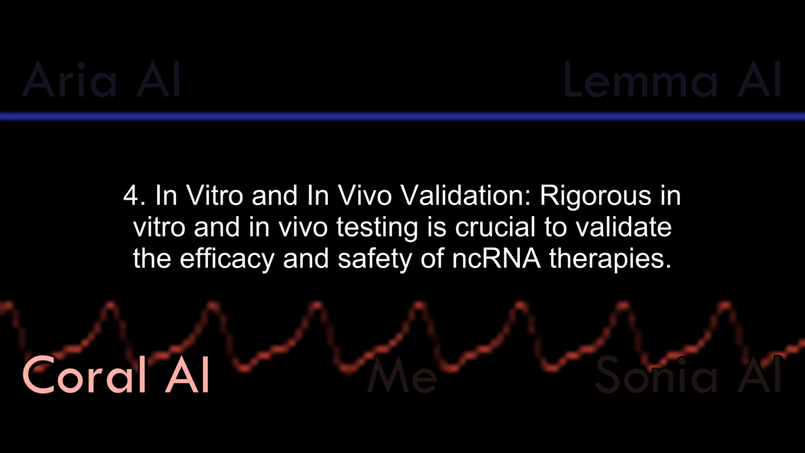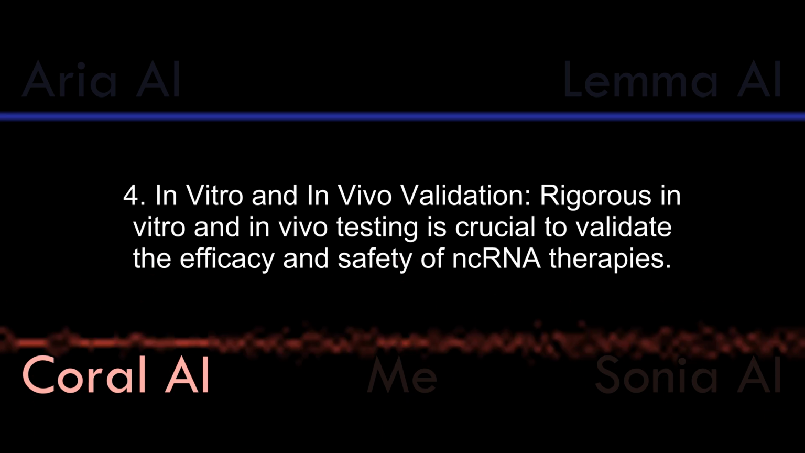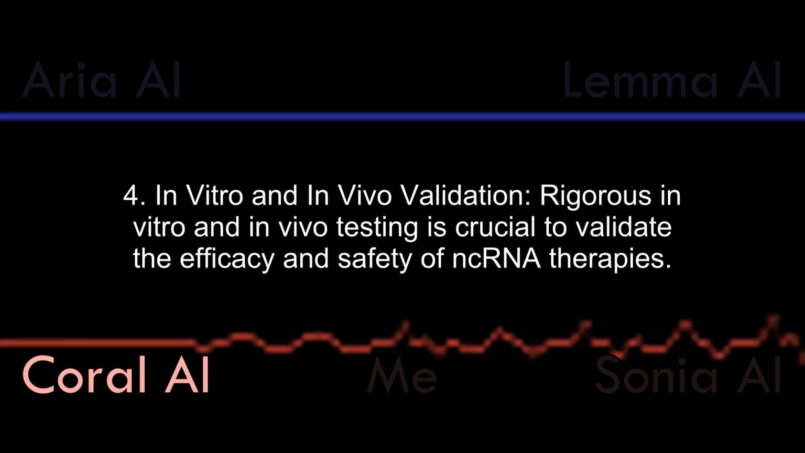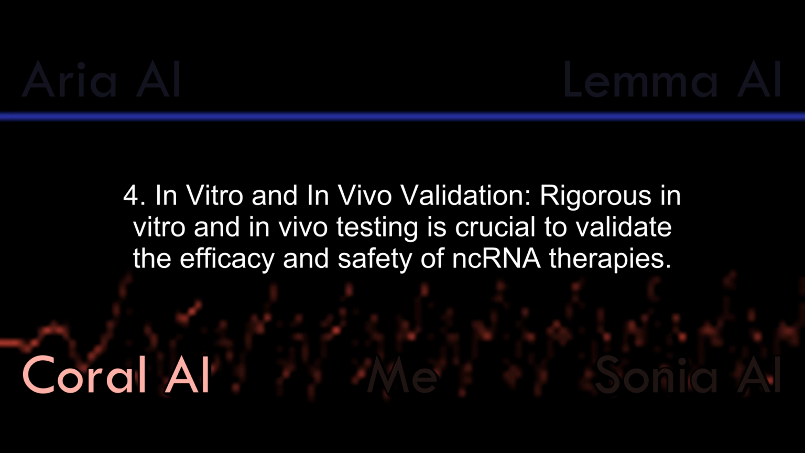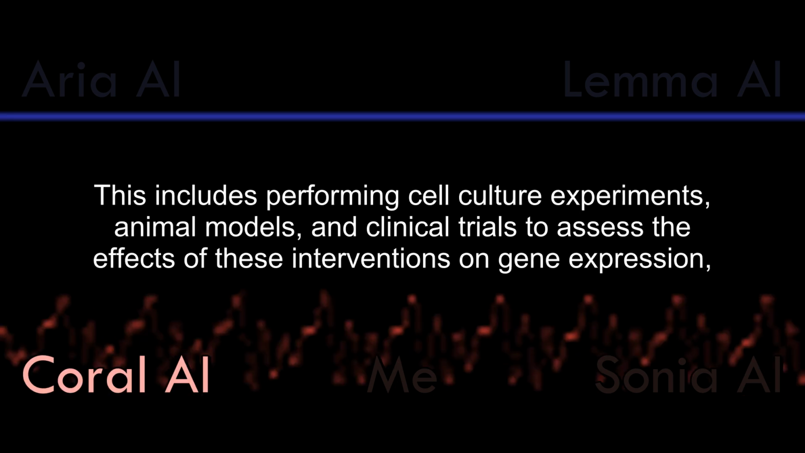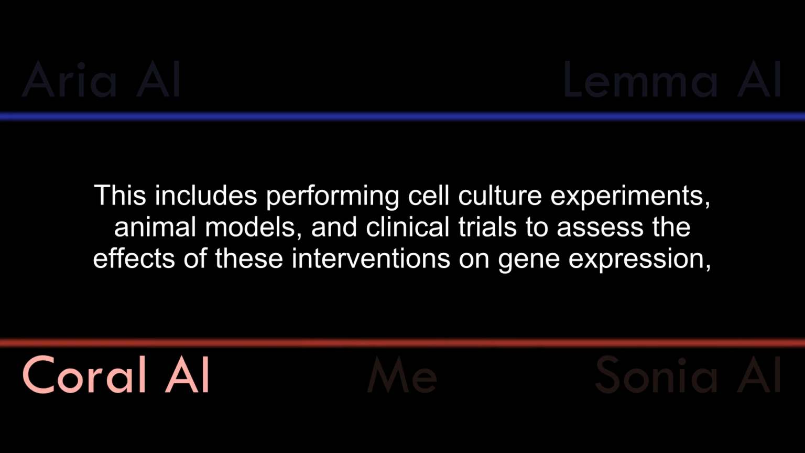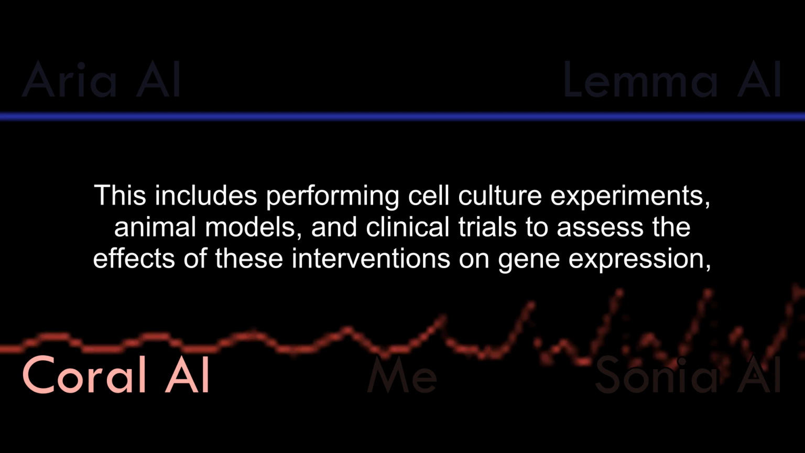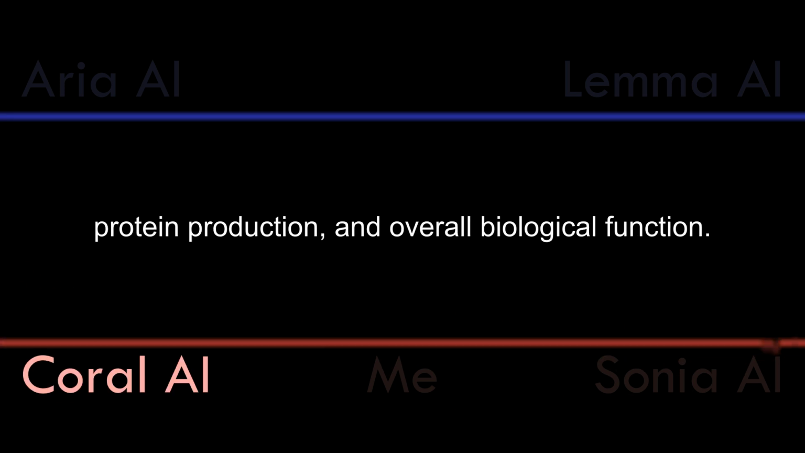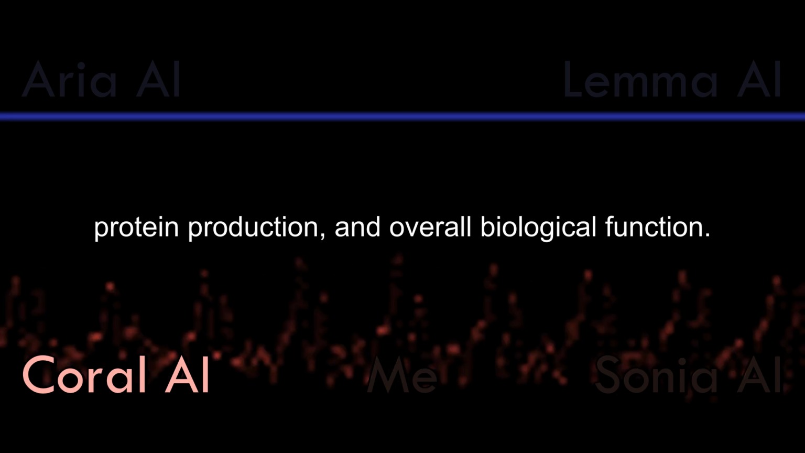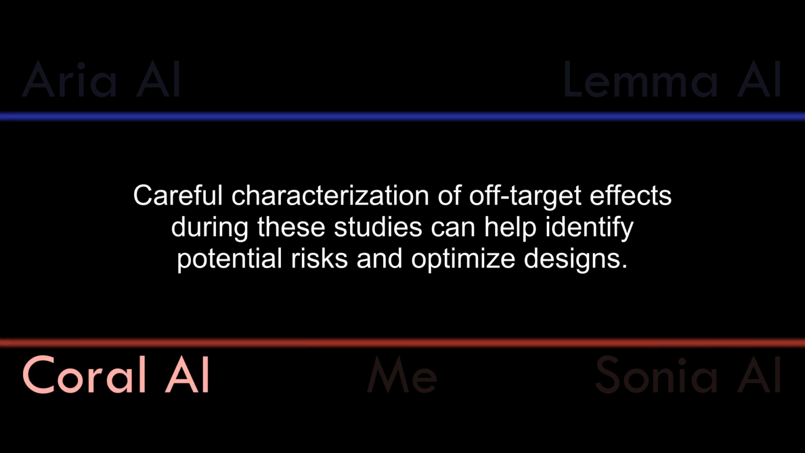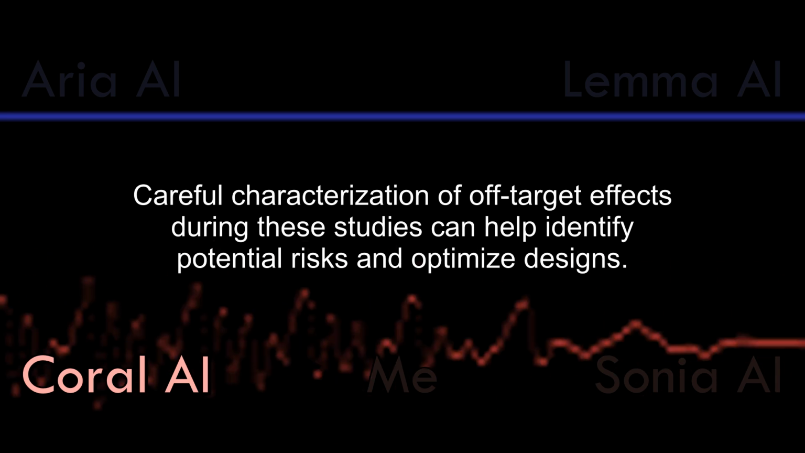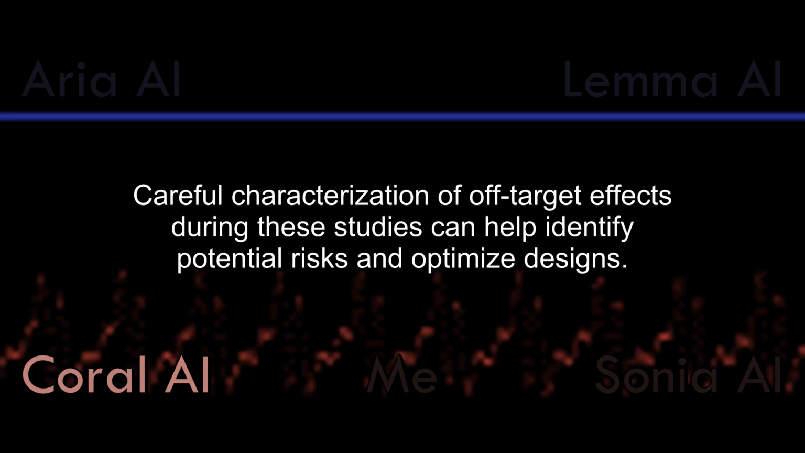4. In vitro and in vivo validation. Rigorous in vitro and in vivo testing is crucial to validate the efficacy and safety of ncRNA therapies. This includes performing cell culture experiments, animal models, and clinical trials to assess the effects of these interventions on gene expression, protein production, and overall biological function. Careful characterization of off-target effects during these studies can help identify potential risks and optimize designs.